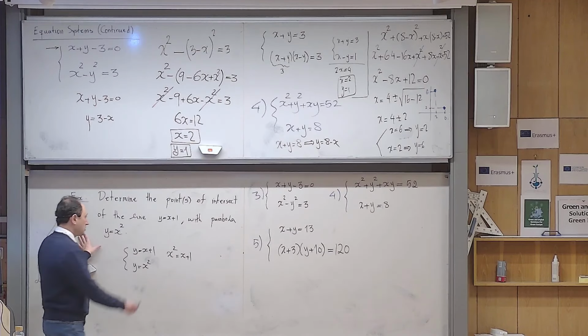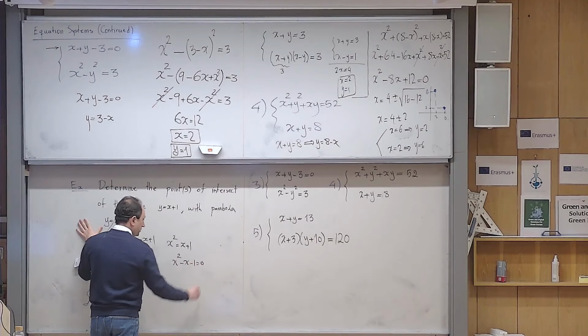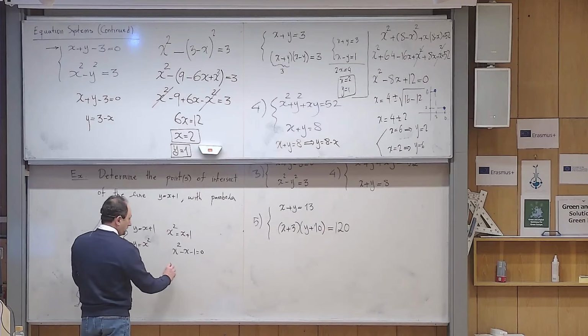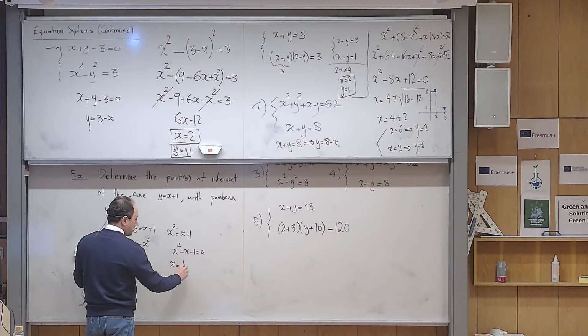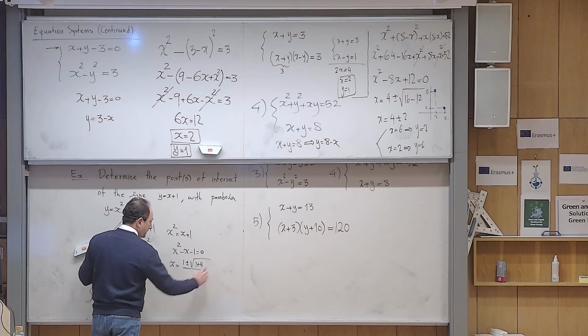So when I solve this, it becomes x squared minus x minus 1 equals 0. So let me use the ABC formula here. x becomes minus b plus or minus the square root of b squared, which is 1, minus 4 times a times c, which is plus 4, and then divided by.